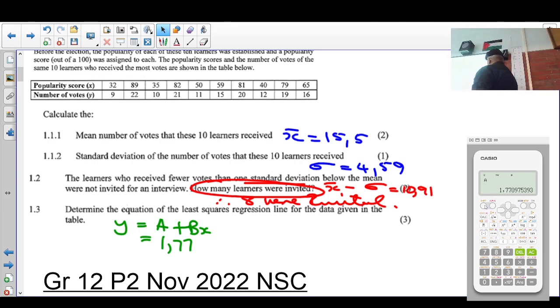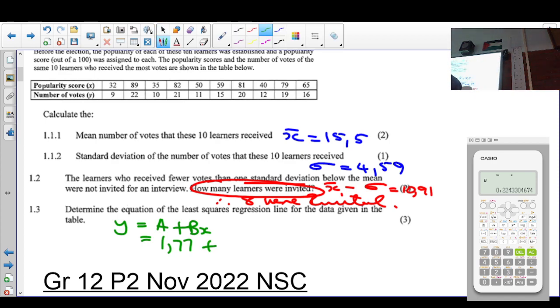Get b after shift, 1, 5 for regression, 2 for b. It should have been positive as you look at the diagram. So it's plus 0 comma 2 to x. Okay, so that's the equation of the regression line, the least squares regression line, also known as the line of best fit or the trend line.